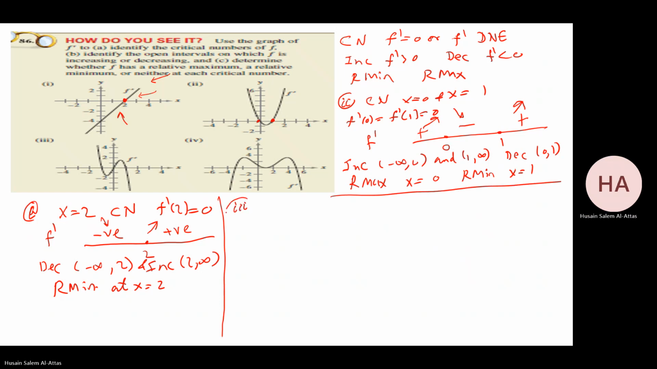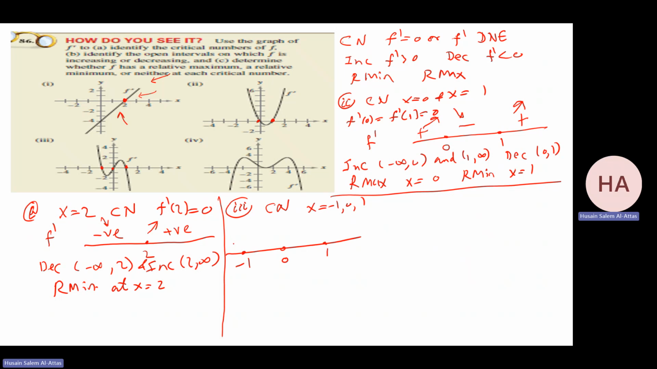Third one. This one. I have 3 critical numbers, very clear. X will be equal to minus 1, 0, 1. I'll do the number line the same way. This will be minus 1. This is 0. This is 1.